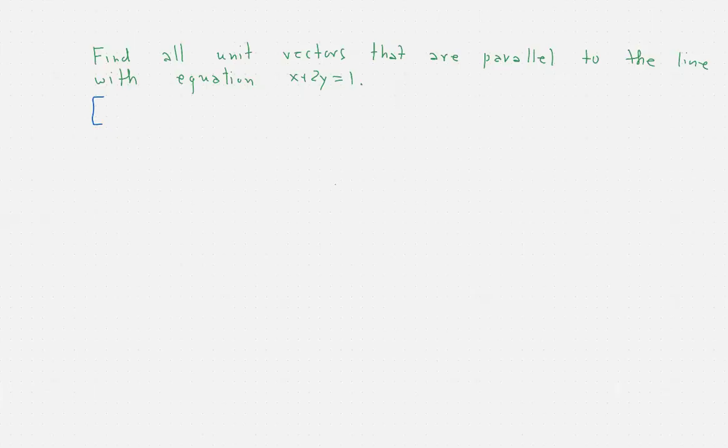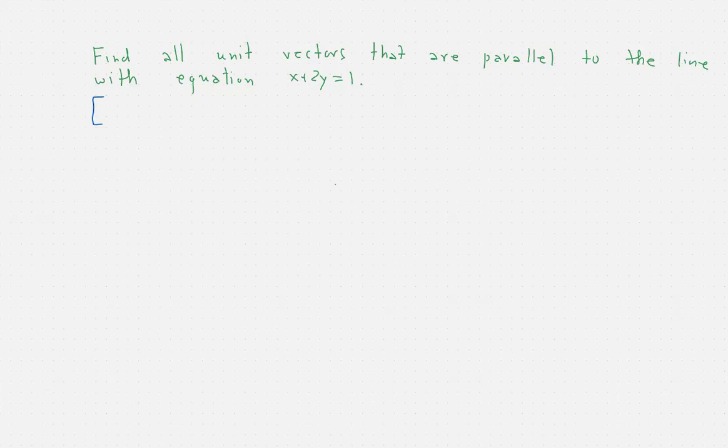So we would like to find all plane unit vectors in 2 dimensions that are parallel to the line with equation x plus 2y is equal to 1. Now, the idea here is quite simple. Basically, we should try to find 2 points on this line, make a vector out of those 2 points, and then normalize that vector.